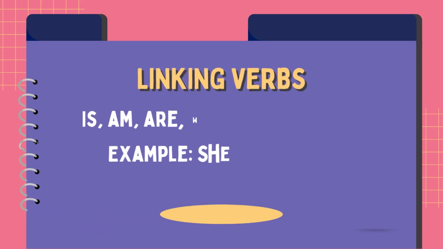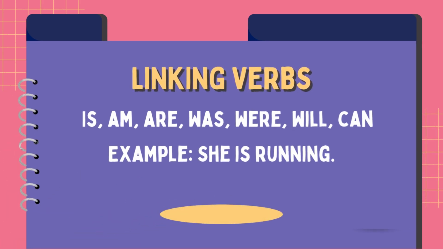Linking verbs or helping verbs come before action verbs to give more meaning. For example, she is running. The word is helps the main verb running. Other helping verbs are am, are, was, were, will, can. I am studying. They were talking. We will eat later. Helping verbs help us show time and possibility.